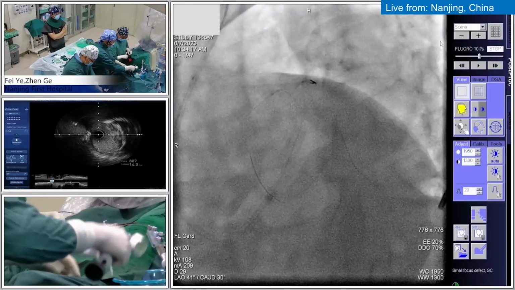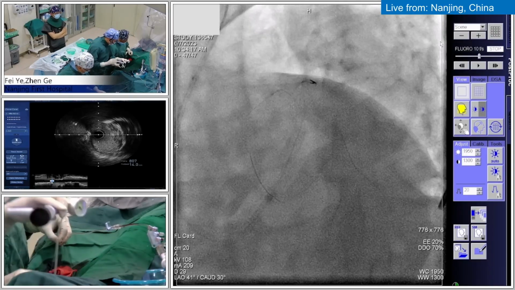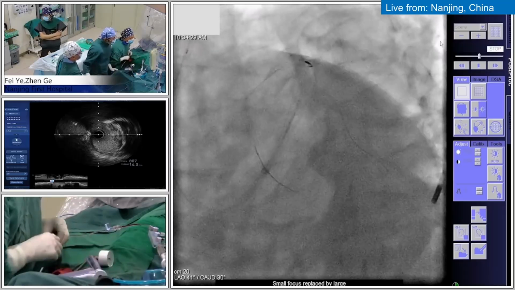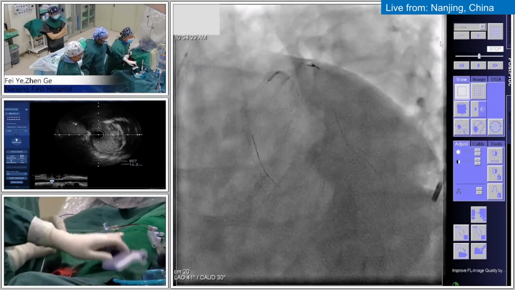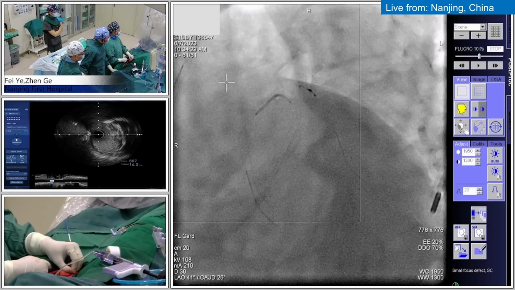Okay. What's the size of the stent, Dr. Ge? It's 3.0 by 33. What's the brand of the stent? Firehawk. It's an easy domestic drug-eluting stent.